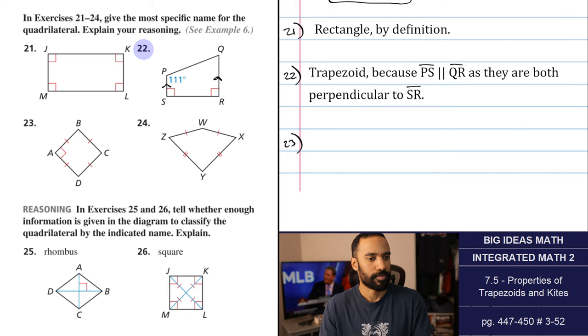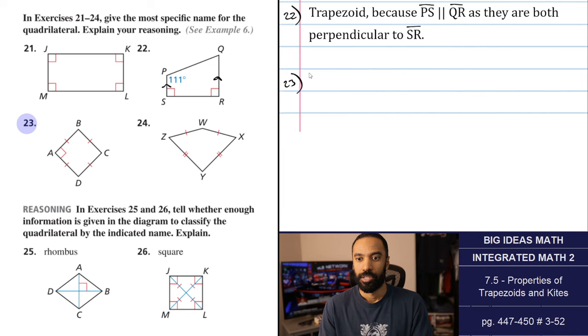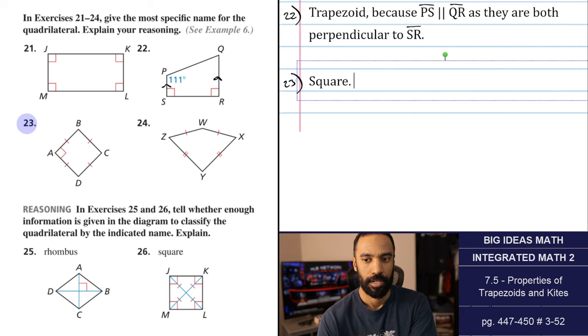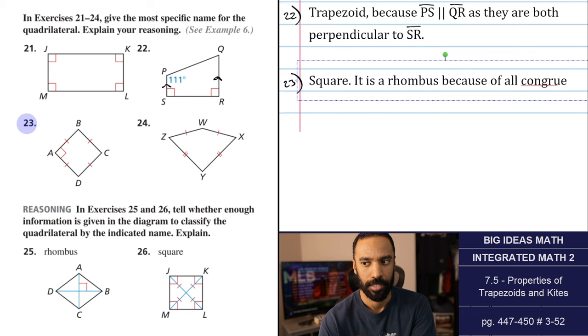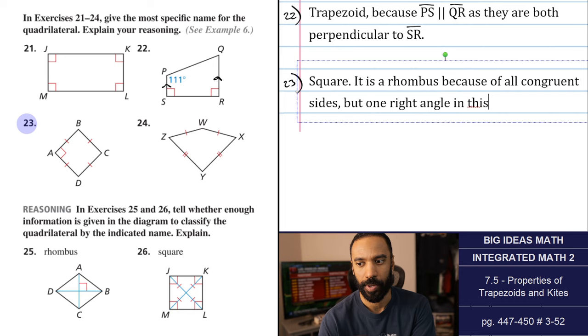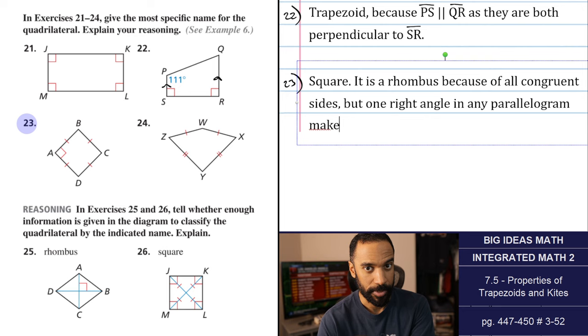23 would be a rhombus by all the congruent sides, but then you have a right angle. So this is a square. It is a rhombus because of the congruent sides, but one right angle in any parallelogram, which a rhombus is, makes all right angles.